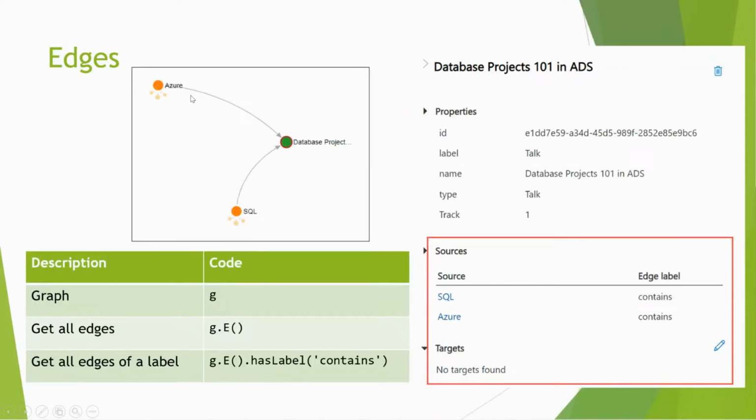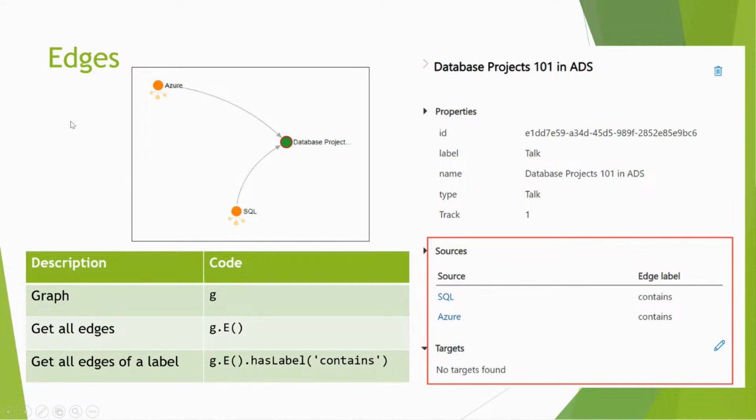So if we look at this example, on edges, we have this Database Projects 101 and ADS talk. We have our sources and our targets. Our sources means that we have relationships coming in. These are our in edges. If we had targets, they would be going out.